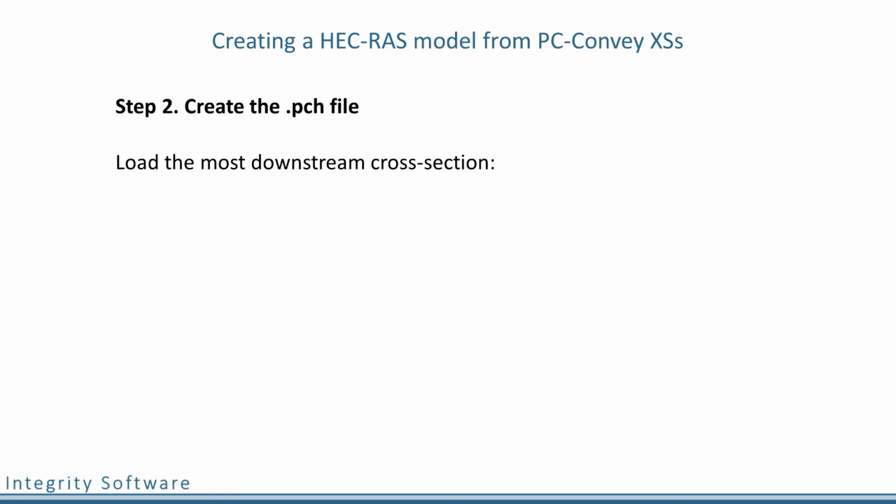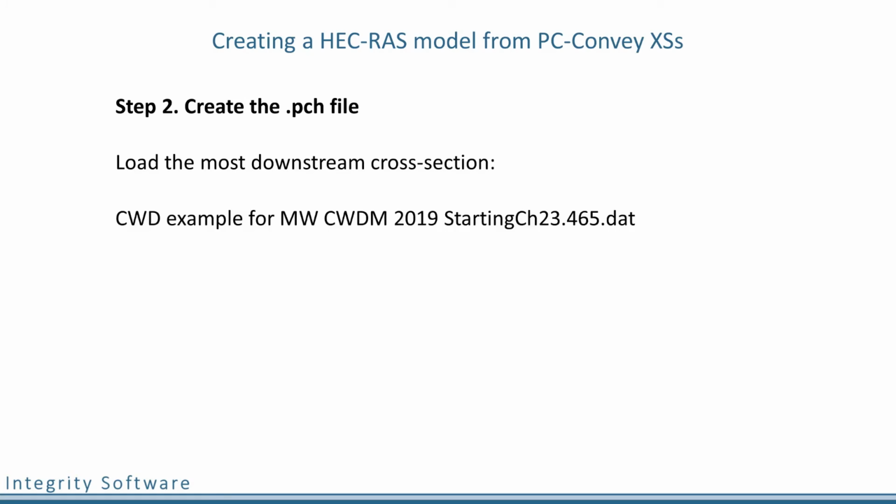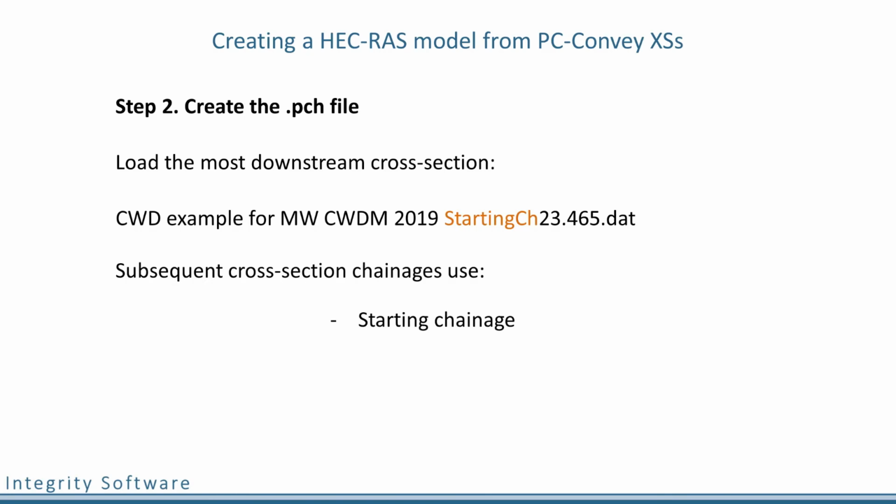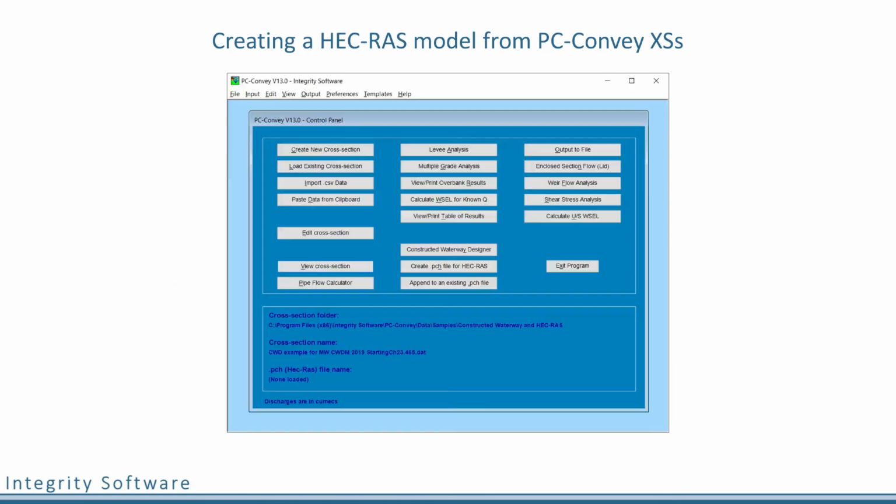To create the PCH file, load in the most downstream cross-section, which for this example is the one shown on the screen. From version 13 of PC-Convey, you can have chainages along the waterway entered into the HEC-RAS file by including the text StartingCh, followed immediately by the chainage. Subsequent cross-section chainages use the starting chainage, the main channel distance, and the number of cross-sections appended.